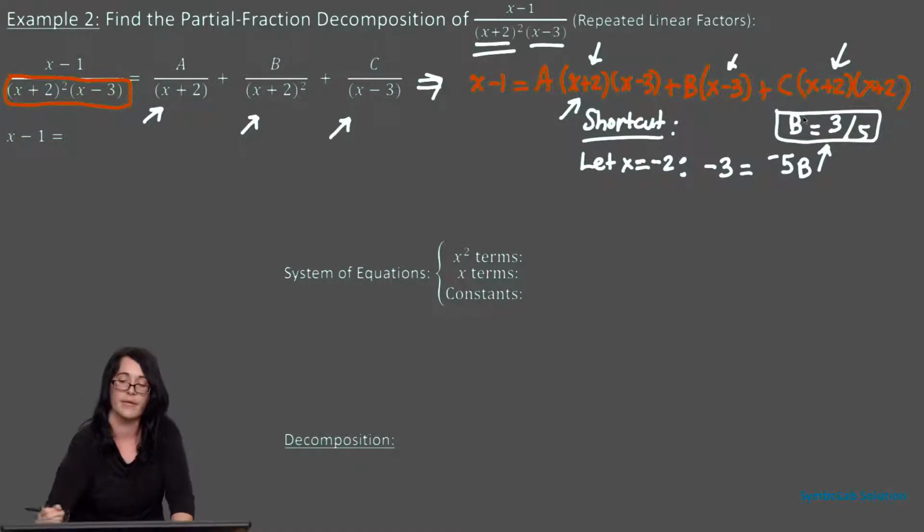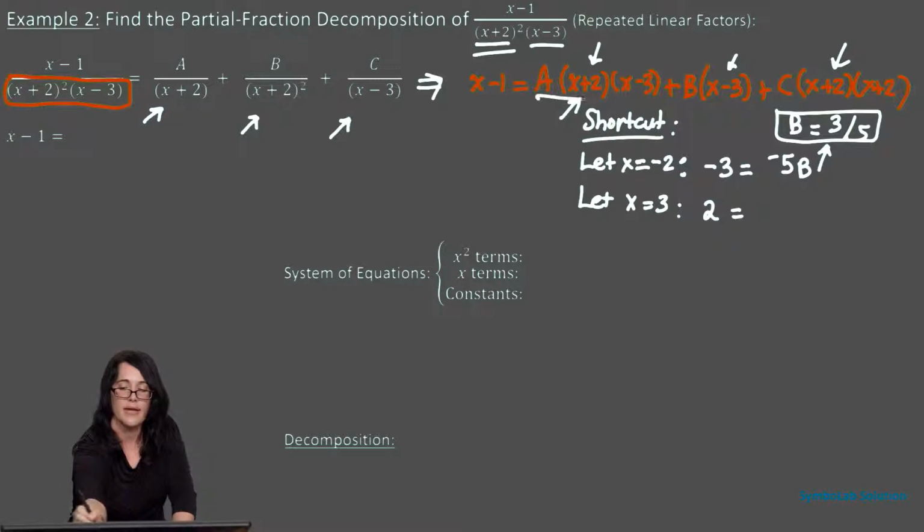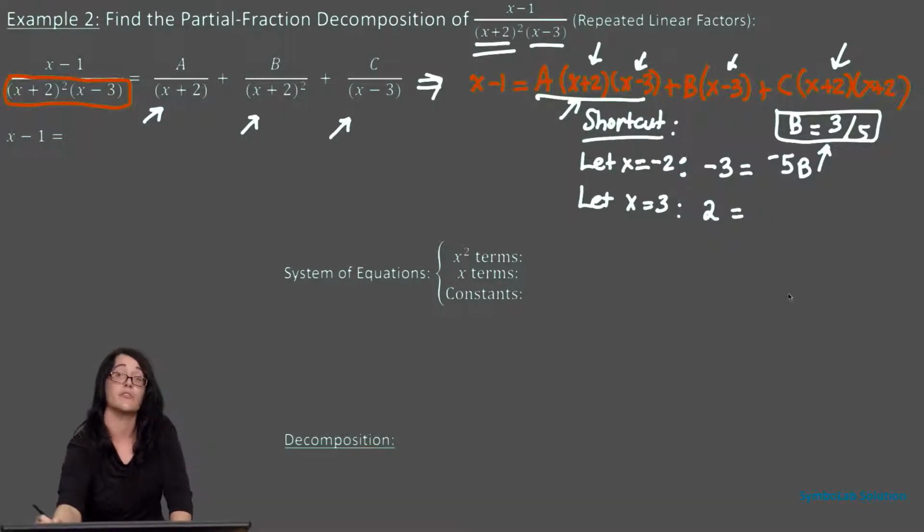Great. Similarly, when you let x equal positive 3, we get 3 minus 1 on the left, which is 2. And we'd cancel out the a term because 3 would cancel x minus 3's factor out. It would also cancel out the b term. But c would be next to what? 3 plus 2 is 5, so that happens twice. 5 times 5 is 25. So now we have c. c is 2 over 25.